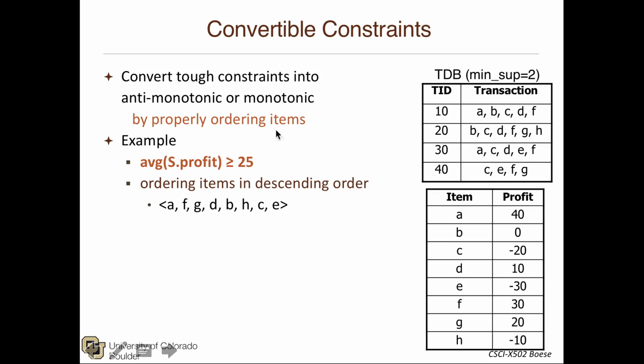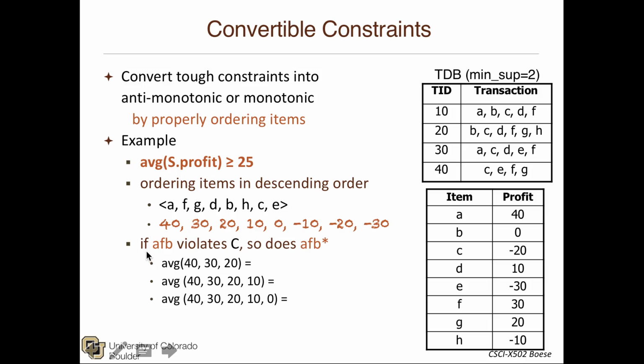Okay, so if we take the profit, we order them in descending order. Here we have our items and what the profit is, and we put them in the correct order. A is 40, which is the highest value. E is the lowest value at negative 30. So we've got 40 through negative 30, and we start to calculate the average. If we're looking at a subset of the full set, here we have AFG, so 40, 30, and 20, and you calculate the average, and we get 30.